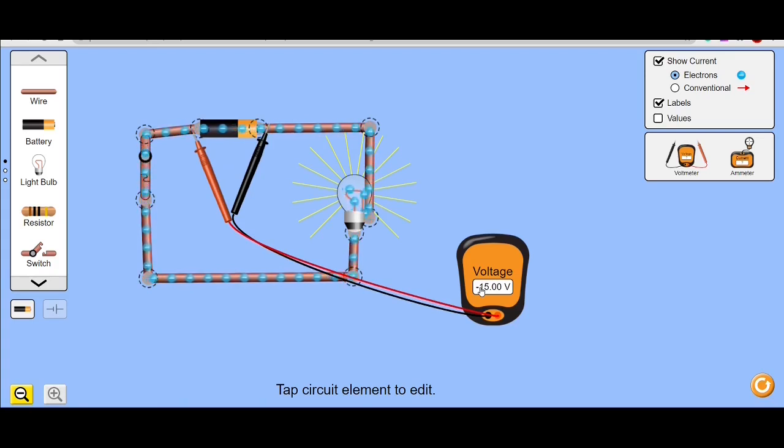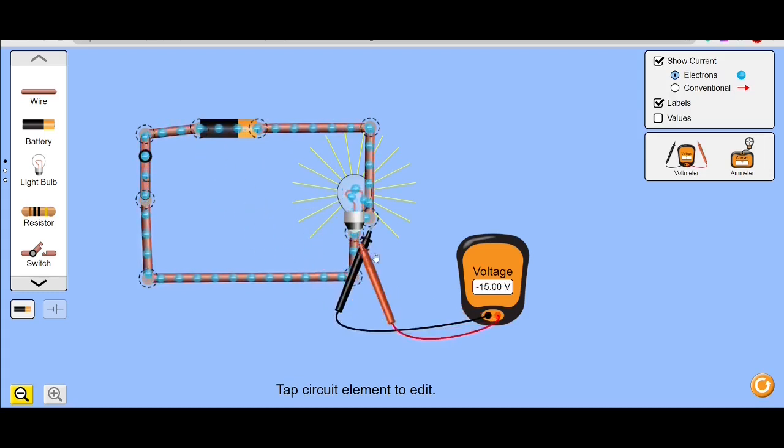The sign of the voltage can be either positive or negative. It just means that the negative terminal of the battery is connected to the positive side of the circuit and vice versa. Now let's check the voltage across the bulb. Make sure that you connect these two ends to two different points. Now here again you can see it's 15 volt only.